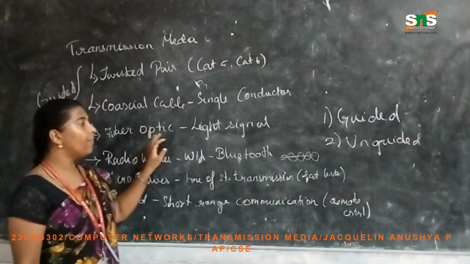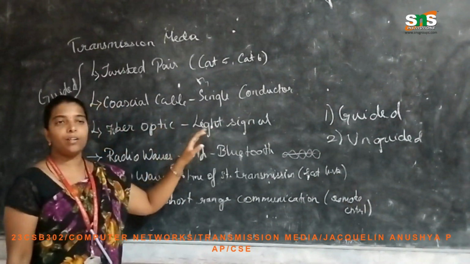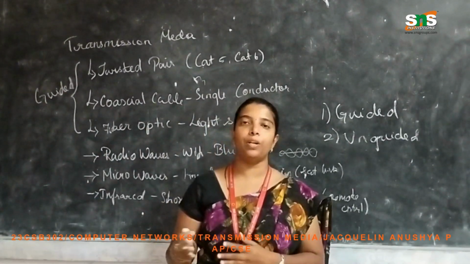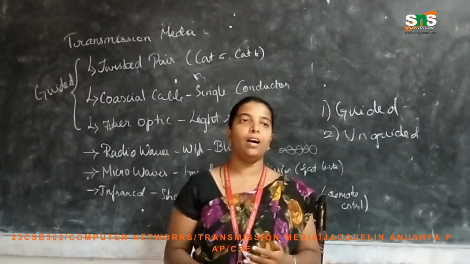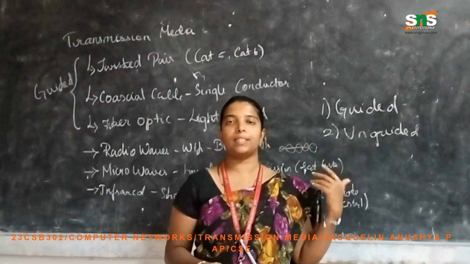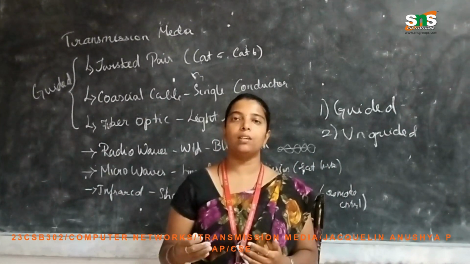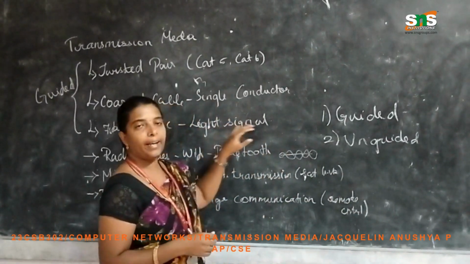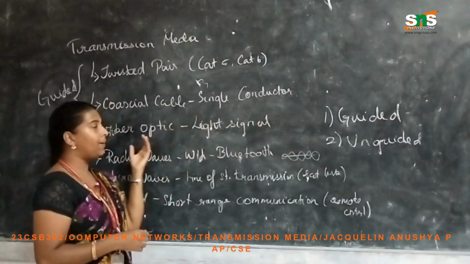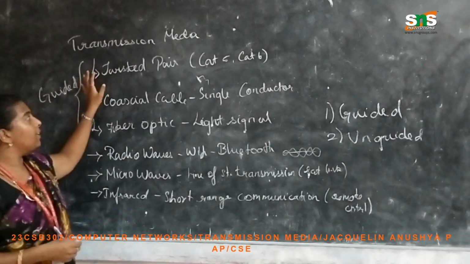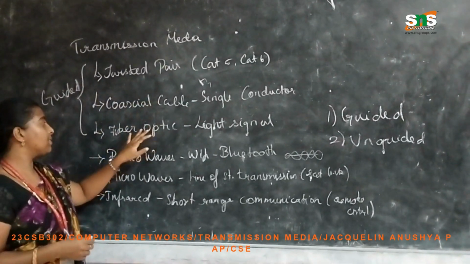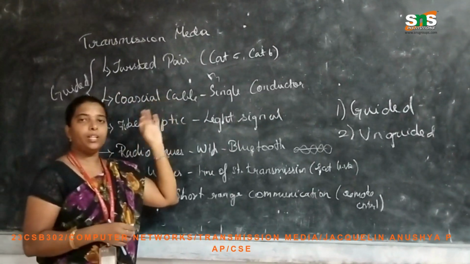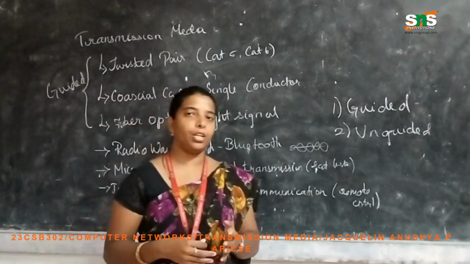The next is fiber optic cable, which is used to send only light signals. For example, nowadays for high speed networks or high speed transmission media, we use fiber optic cables to transfer data or communication at a high rate. We use light signal communication where fiber optics are used. These three, twisted pair, coaxial cable and fiber optic cables, transfer data only through cables, only through wired communications.